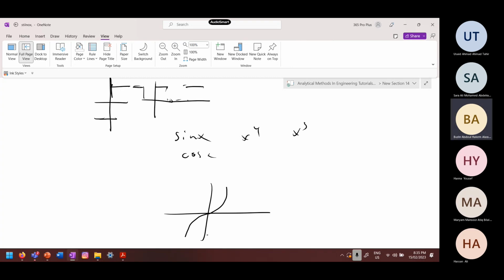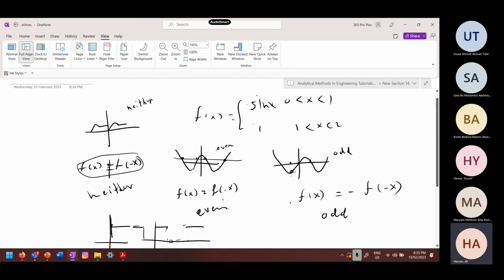What about this? This one is called x squared. This one is called x cubed. X cubed is what? Odd. It's famous. And this one is famous to be an even. This is an x squared. You understand the difference here? Yeah. Okay, what else do you want me to explain?